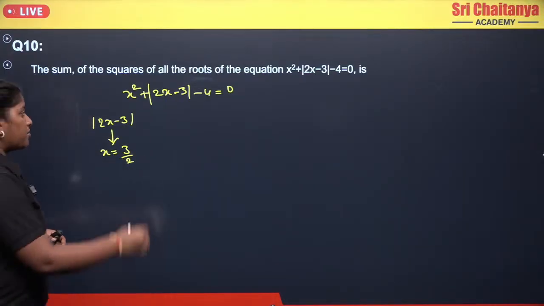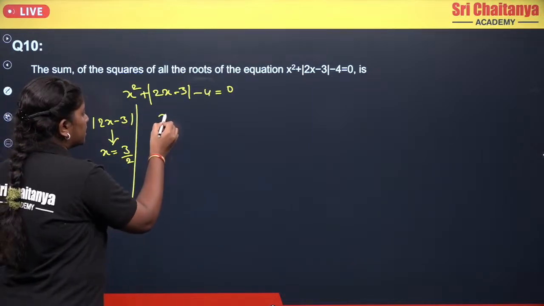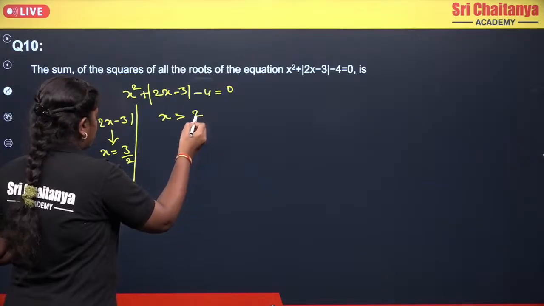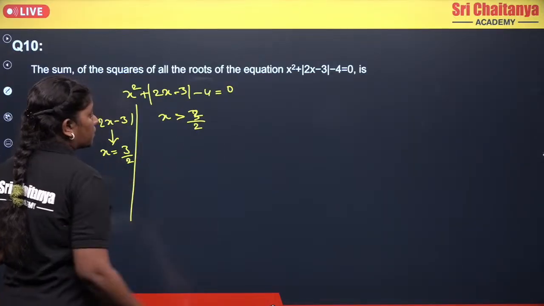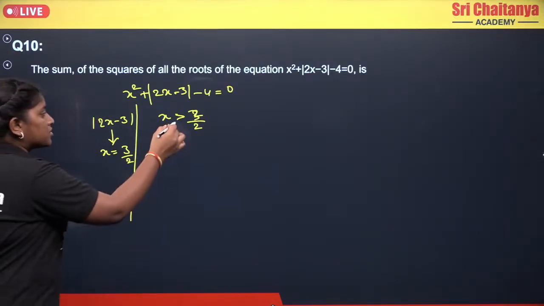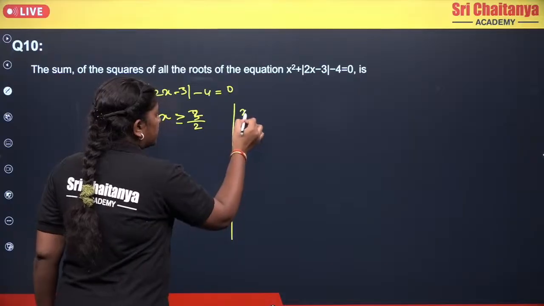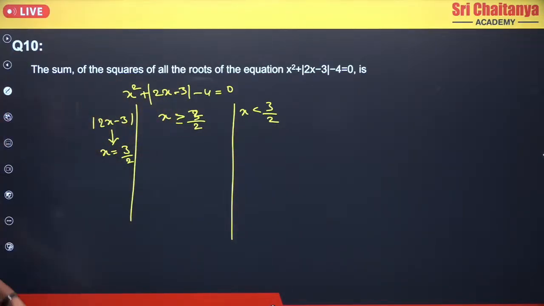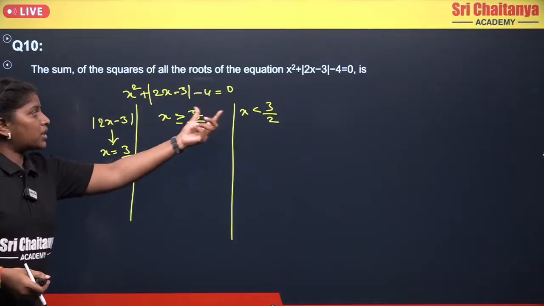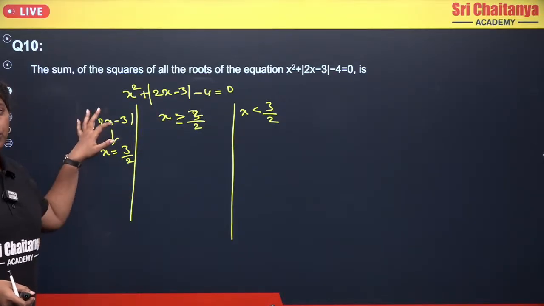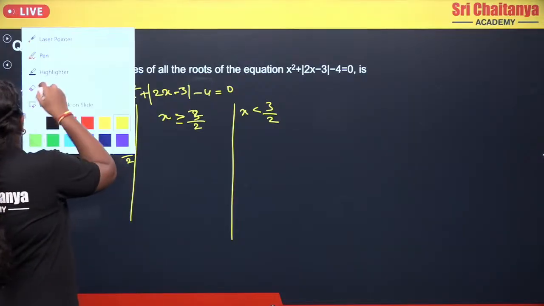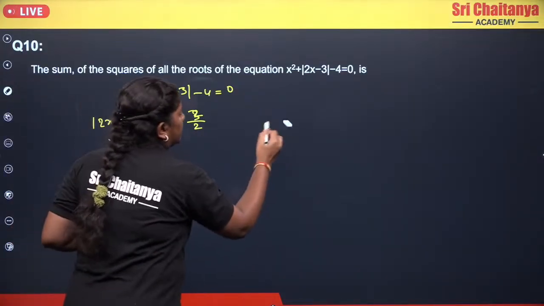Okay, now from here what is the condition will become? Condition will become your x should be greater than or equals to 3 by 2, and x will be less than 3 by 2. Okay, so now using these two conditions, we are just going to find whatever the required value. Clear? Okay, we will write it later.